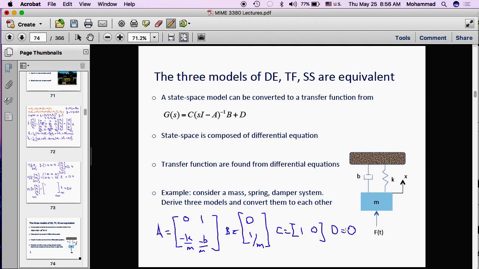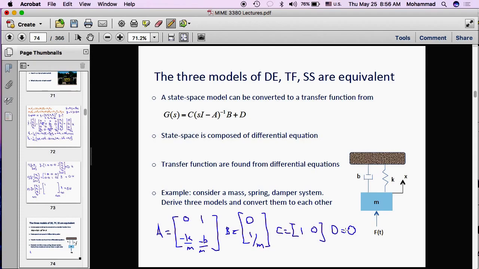If I remember correctly, A was, please double check if you have your notes. My A was [0, 1; -K/M, -B/M], and B was [0; 1/M]. If my output was the displacement, then my C matrix would be [1, 0], and D is 0. So I have the four matrices.